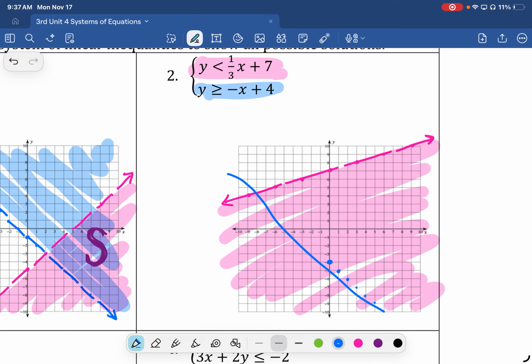I don't want you to treat this like a coloring page. You don't have to color in every single inch of it. I just need to be able to see where your shaded region is.